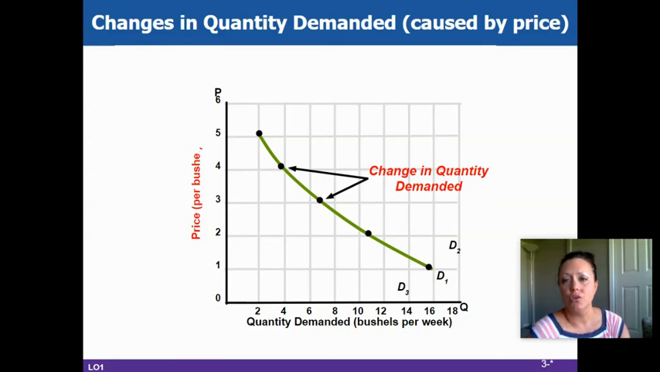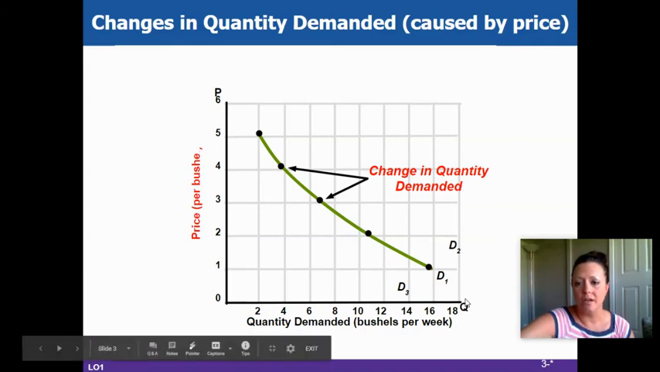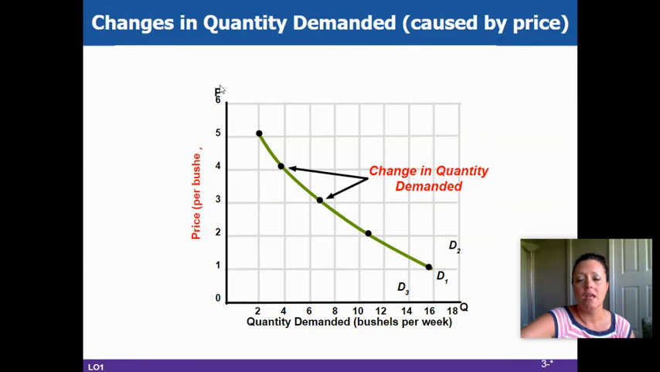So here's the difference. First of all, a change in quantity demanded is caused by a change in price. So we've got those two dependent variables. Remember, you've got quantity down here on your x-axis, you've got price. If quantity changes, it's because price changed, because those two are dependent variables. And we're talking about a movement along a curve or a movement between points on a curve.